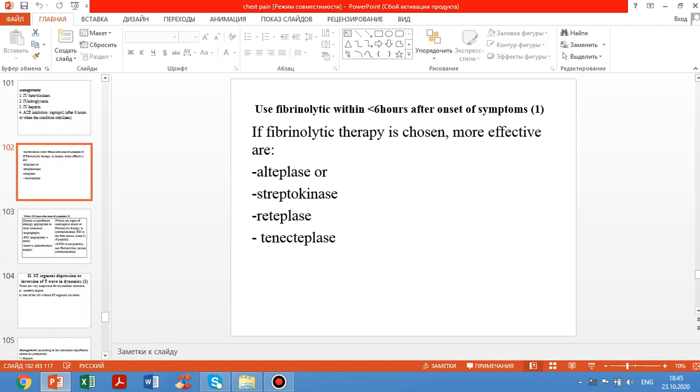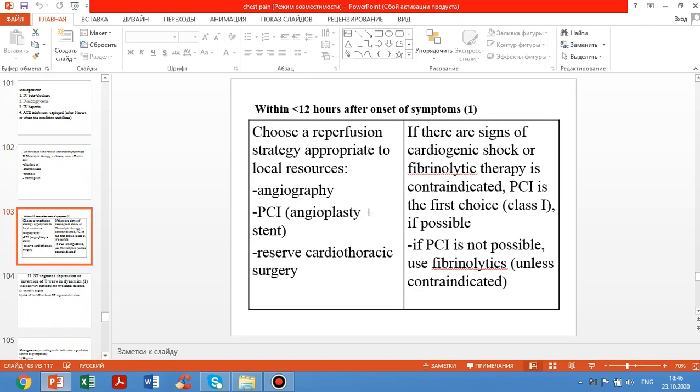If fibrinolytic therapy is chosen, more effective are alteplase or streptokinase, reteplase, tenecteplase. Within less than 12 hours after onset of symptoms, choose a reperfusion strategy appropriate to local resources: angiography, percutaneous intervention like angioplasty or stent. Reserve cardiothoracic surgery if there is a sign of cardiogenic shock or fibrinolytic therapy is contraindicated.